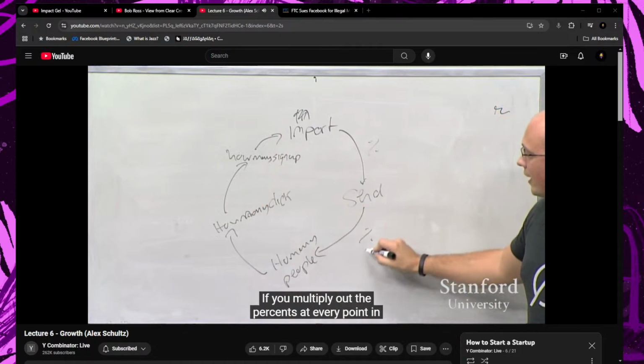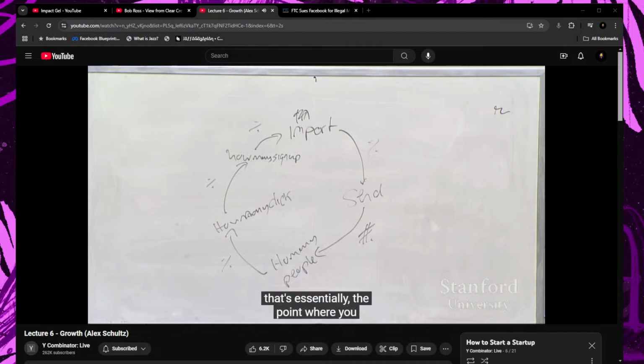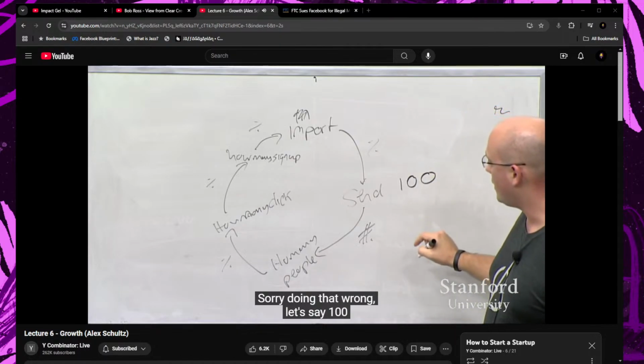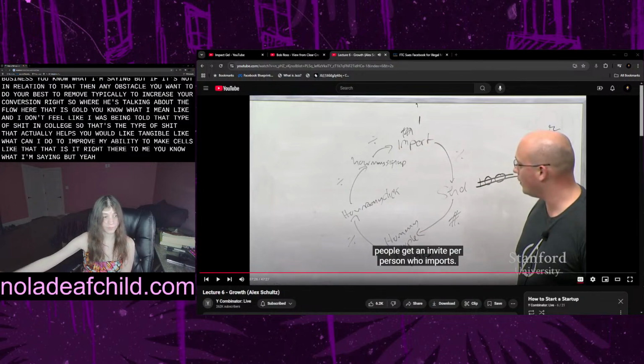If you multiply out the percents at every point in this, well, this isn't a percent, this is a number, if you multiply those out, that's essentially the point where you get to the question of what is the K factor. So if, when someone imports, on average they send invites to 100 people, sorry, I'm doing that wrong. Let's say 100 people get an invite per person who imports.